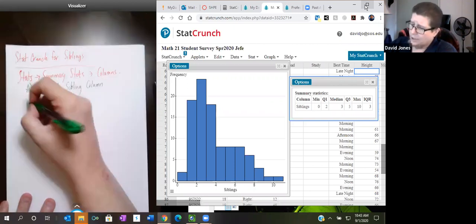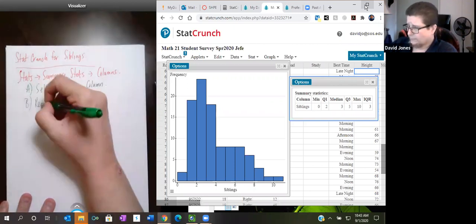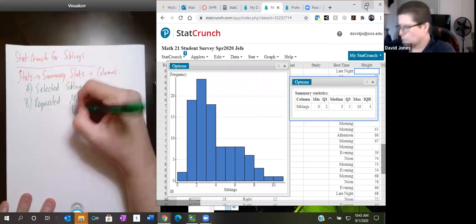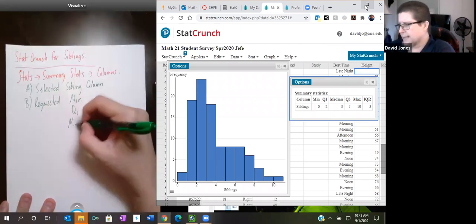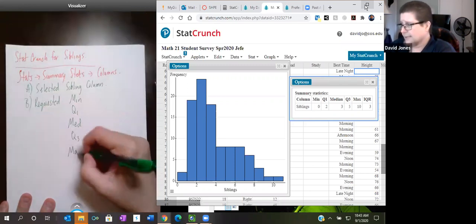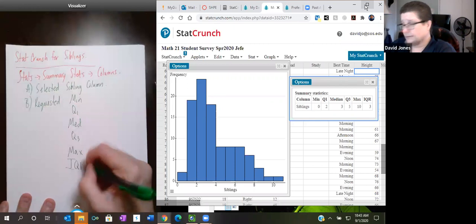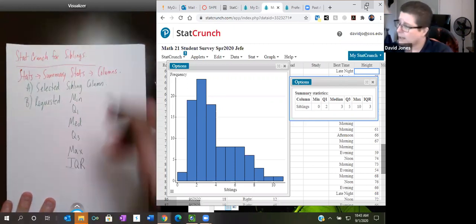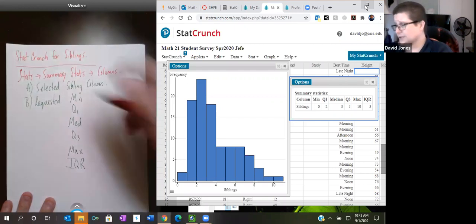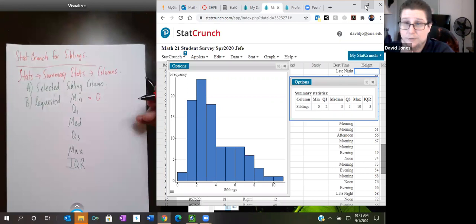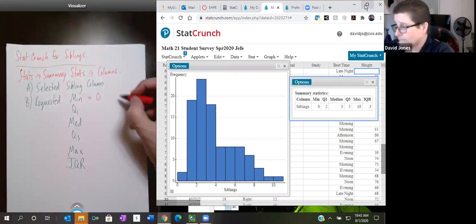And then I requested min, Q1, median, Q3, max, and IQR. That's what I asked for, and look, it gave it to us. StatCrunch gave me the answers. The minimum was 0. Some people didn't have any siblings, which meant they were an only child.